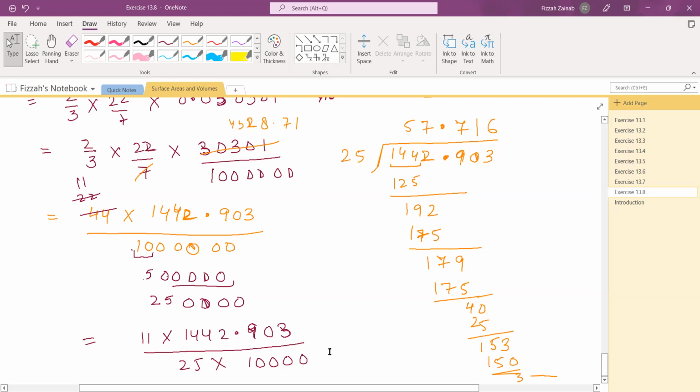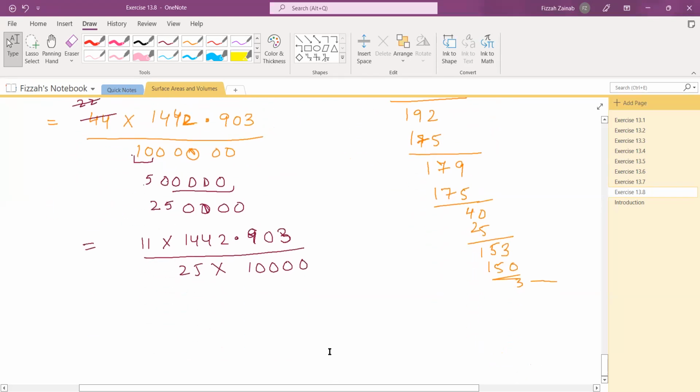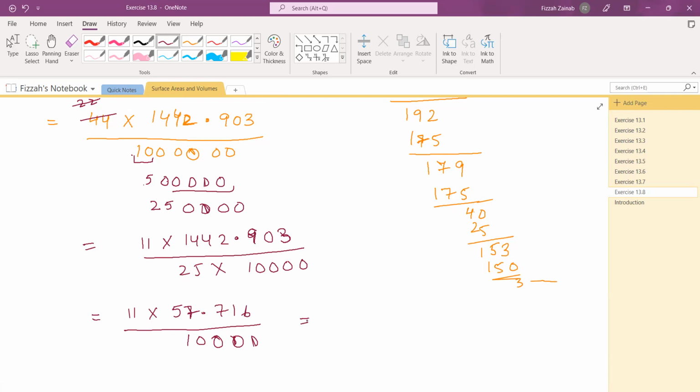Just a minute. Okay, so here I'm getting 11 into 57.716, right? And divided by 1, 2, 3, 4. Now I'm not going to divide it further. Now you will multiply the numerator and tell me what you get. Please multiply.